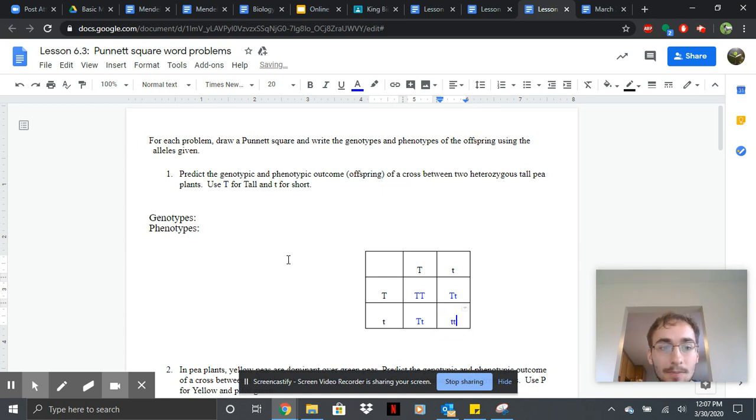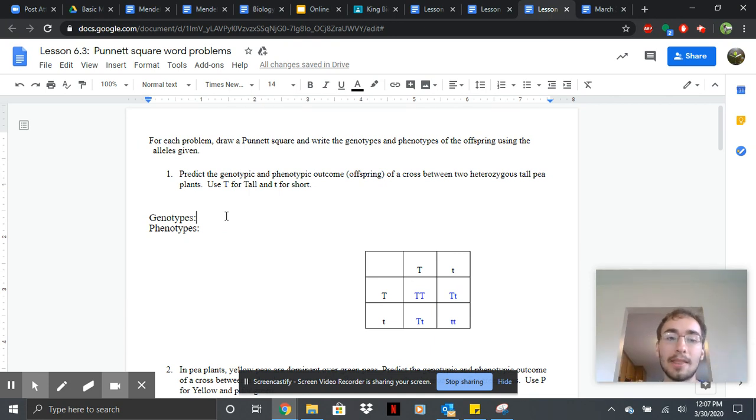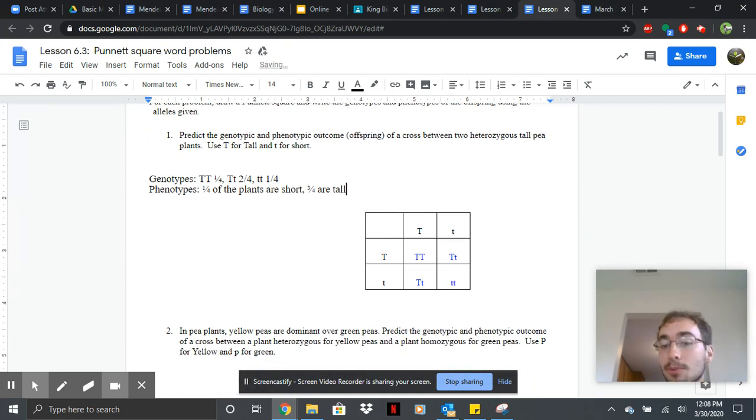And then here, you're going to tell me the genotype. What genes are all the kids going to have? And then what are the kids going to look like? So genotypes, how many of them are TT? You can say 1 out of 4 or 25%. Capital T lowercase t, that's going to be 2 out of 4. And then lowercase tt, that's only 1 out of 4. And then the phenotypes, this is where you're going to tell me what they look like. So that's going to be 1/4 of the plants are short, and then 3/4 are tall. Cool. So that was the first one done for you.